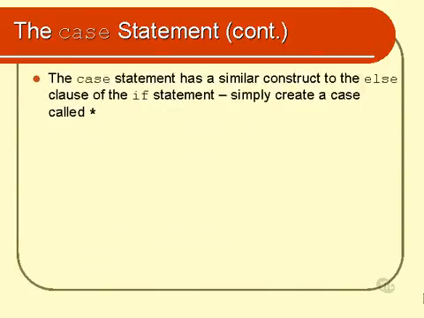So this is somewhat similar to the else clause of the if statement. When you want to have a piece of code that is run if the value of the variable that you're matching doesn't match any of the above cases, in that circumstance, you simply create a case called asterisk or star. It looks like this.